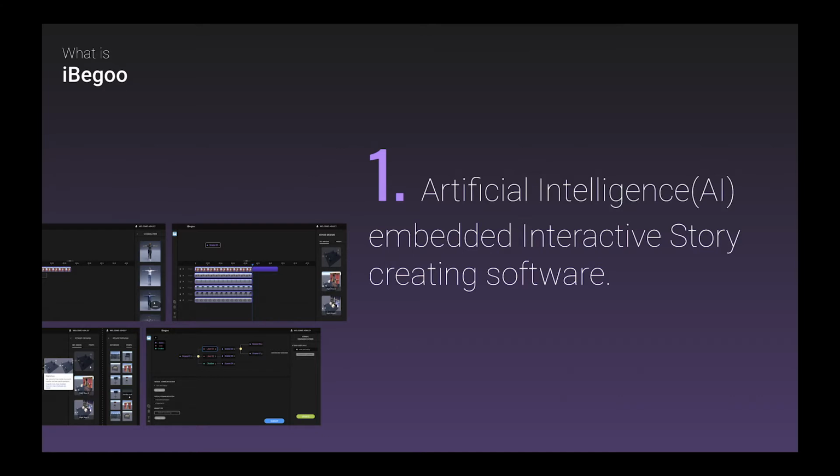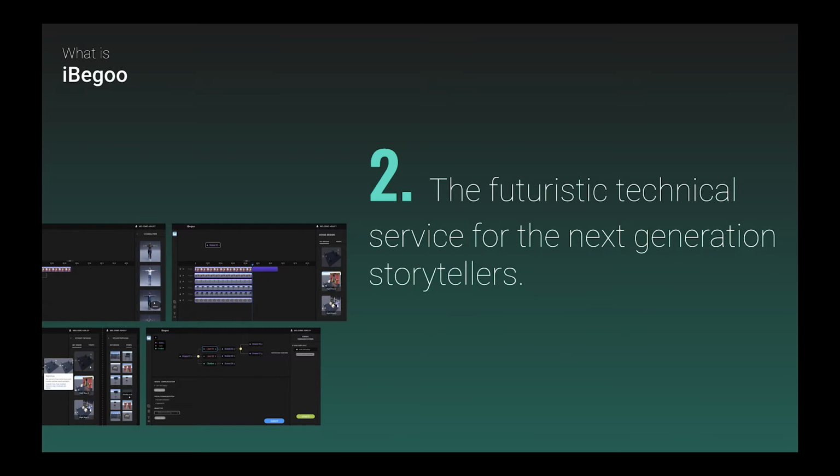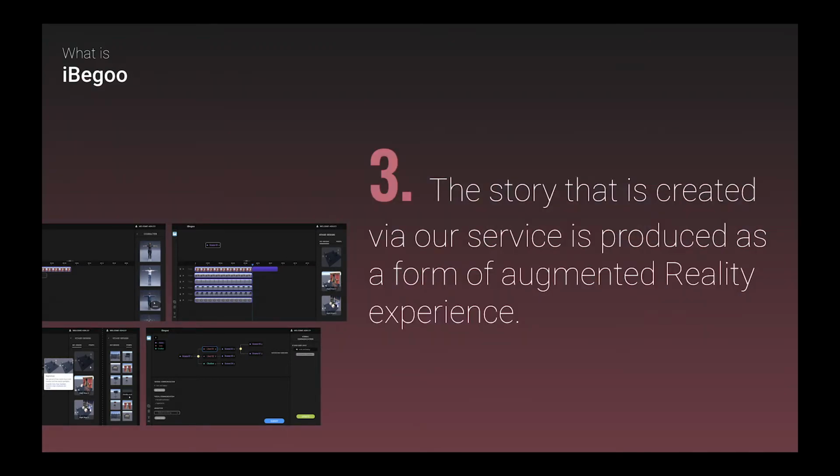iBigo is artificial intelligence embedded interactive story creating software. It is a futuristic technical service for the next generation of storytellers. Lastly, the story that is created via our service is produced in the form of an augmented reality experience. So simply put, I want to give you a clearer idea of what this is.